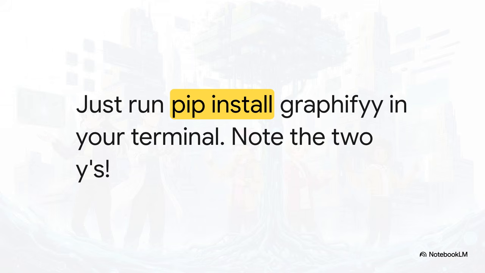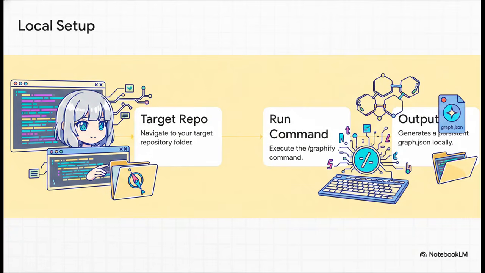First things first, let's get the package installed. It's super simple. Just pop open your terminal and run pip install Graphify. And yes, definitely make a mental note of that. It is Graphify with 2 Y's on PyPI. Once you've got it installed, the workflow is just seamless.